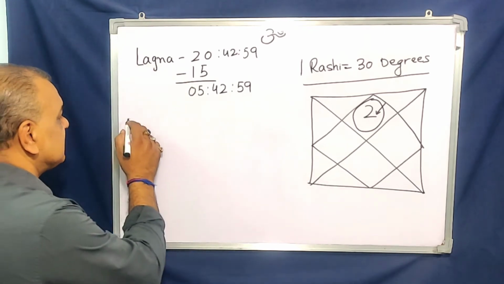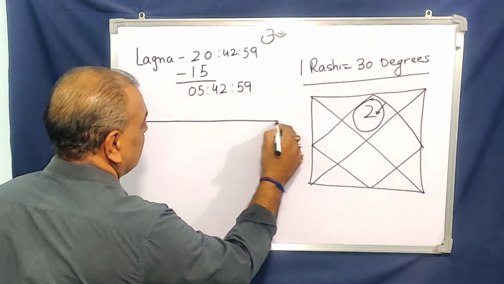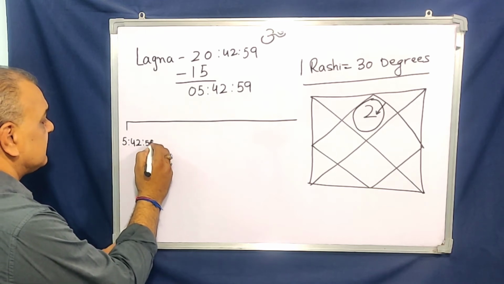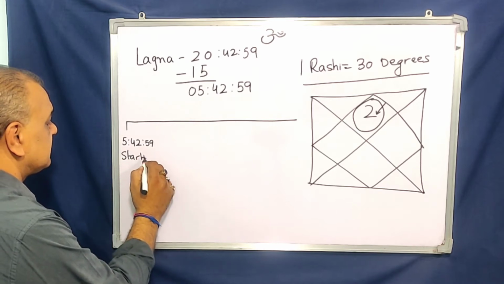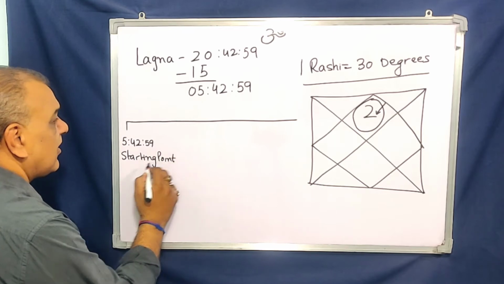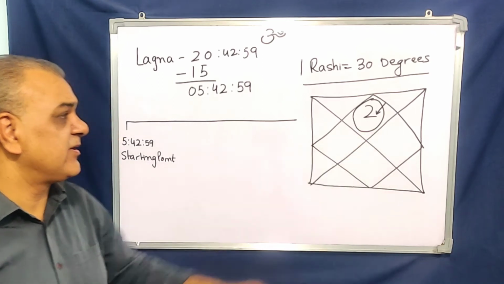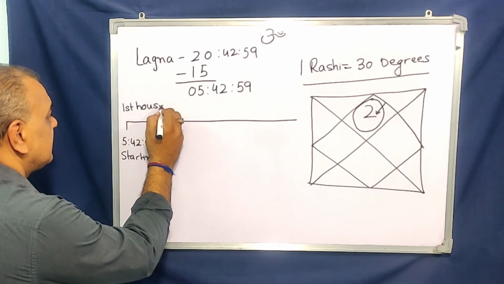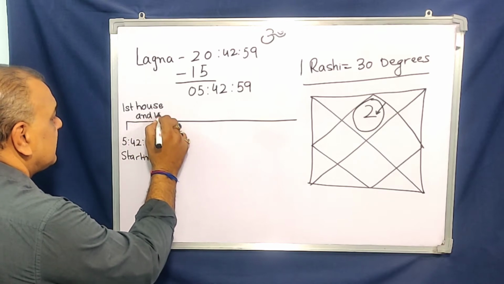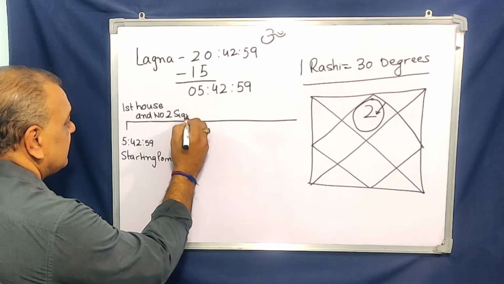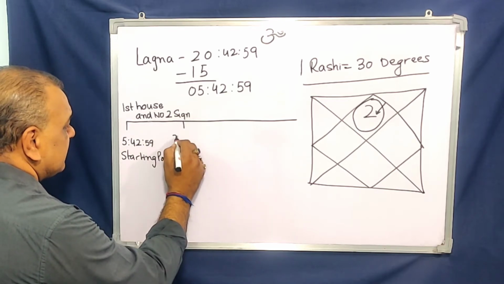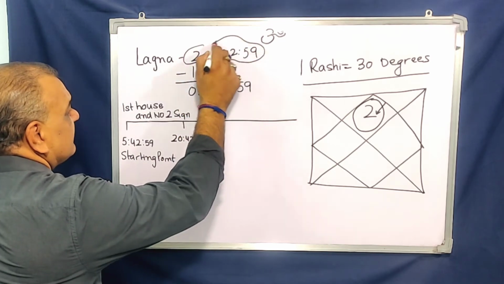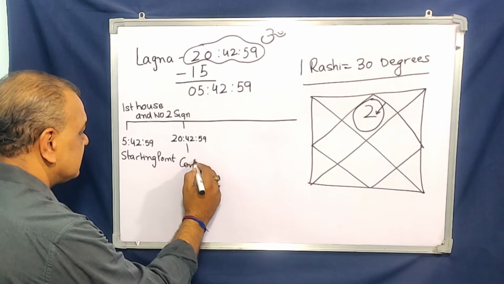What you have to do, I'll explain in a simple way. Draw a straight line like this and write 5 42 59. This is the starting point of that particular house, meaning this is the starting point of Taurus sign. Here you can write first house and number 2 sign, and approximately here you can write 20 42 59. This is the degrees of the lagna and this is called the center point.